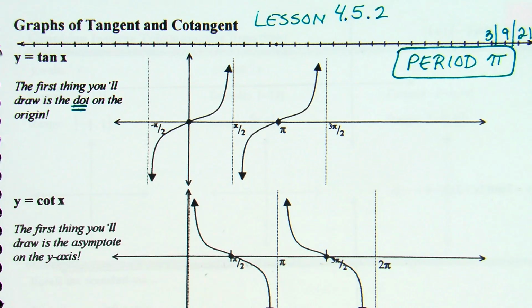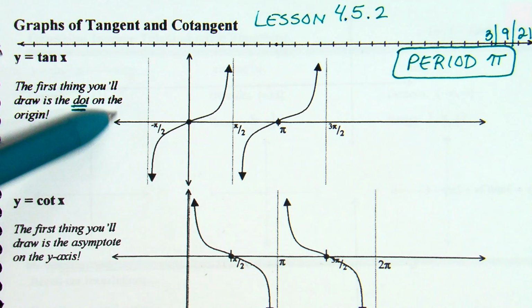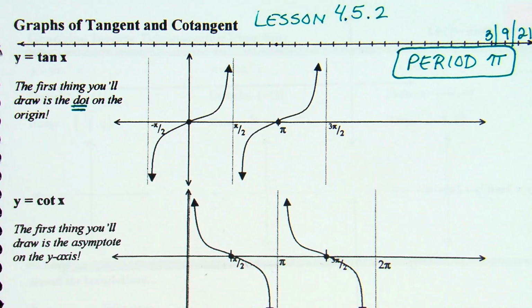The traditional period is pi. You place the dots, and once you place the dots, the asymptotes go in between them, and you draw the increasing curves in between. That's the short of what tangent is. Now, we've also got to remember the difference between tangent and cotangent, so here are some helpful connections.